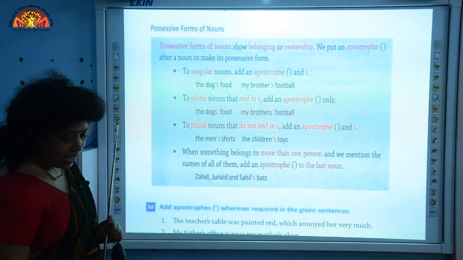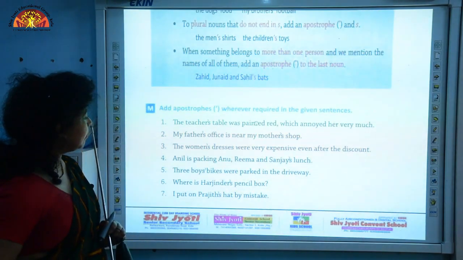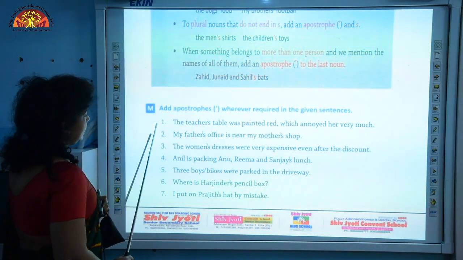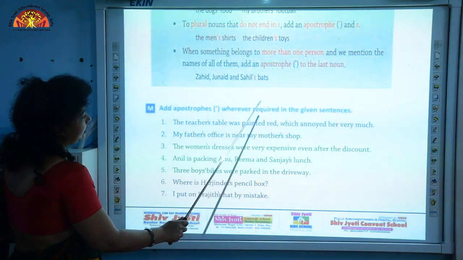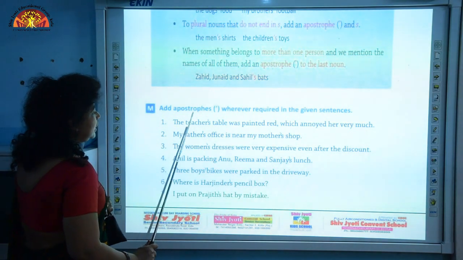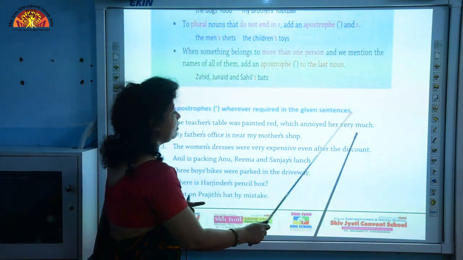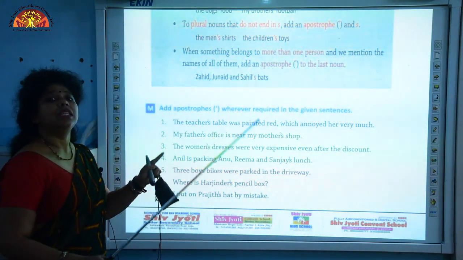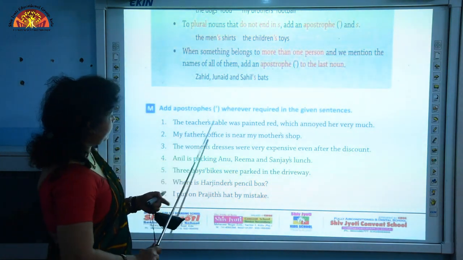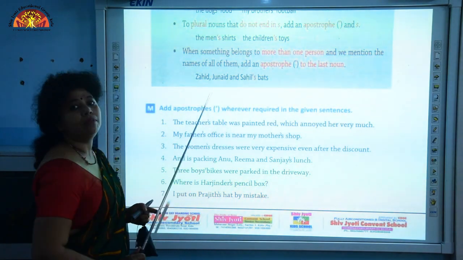Now let's come to exercise M in page number 7. Add apostrophes wherever required in the given sentences. Let's come to question 1. The teacher's table was painted red, which annoyed her very much. Whose table? The teacher's table. So we put an apostrophe just after teacher, followed by an S.